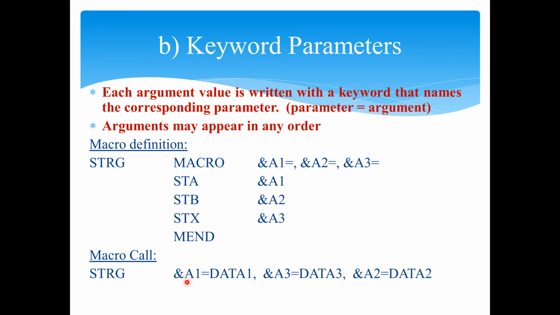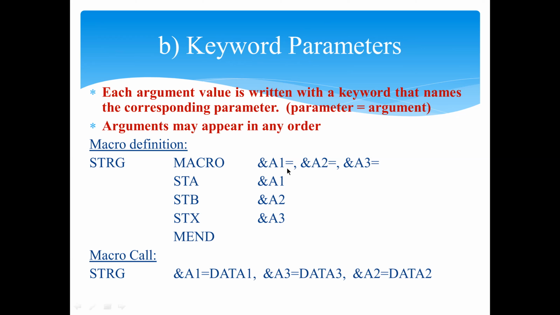Here, this is a macro invocation. So in the macro invocation, you have to mention for which parameter you are passing the value. So for A1, you are passing the value data1. For A3, you are passing the value data3. And for A2, you are passing the value data2. So in this invocation itself, you can see that the arguments can appear in any order. In the previous case, the arguments are matched according to the position. But here you are directly giving the argument along with the parameter. So in the prototype, you have to give an equal to. The syntax is parameter followed by equal to.